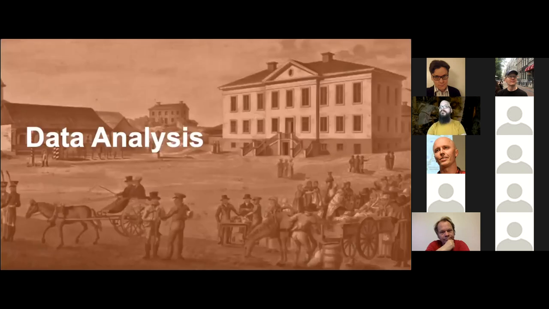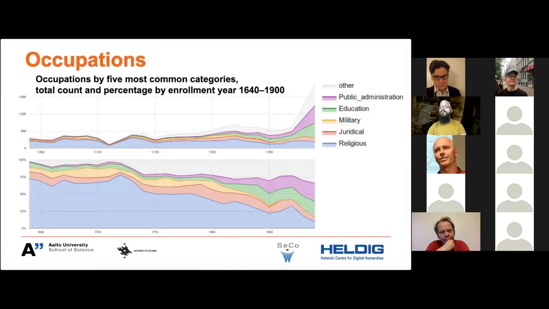This slide depicts the five most common occupational categories on a timeline. The curve on the top shows the total number of people in each category, while the bottom curve depicts the percentage. From the bottom image, it can be seen that during the three centuries the proportion of religious occupations has decreased from 75 to a mere 10%. Respectively, the fields of public administration and education have had an increasing growth during the 19th century.